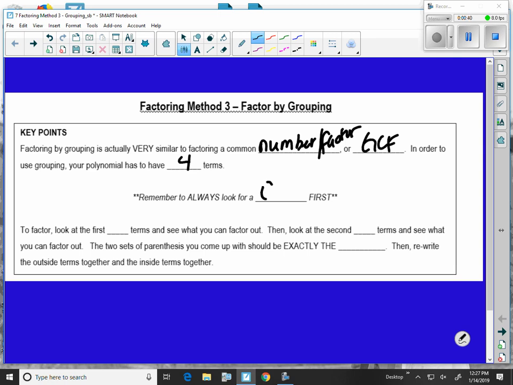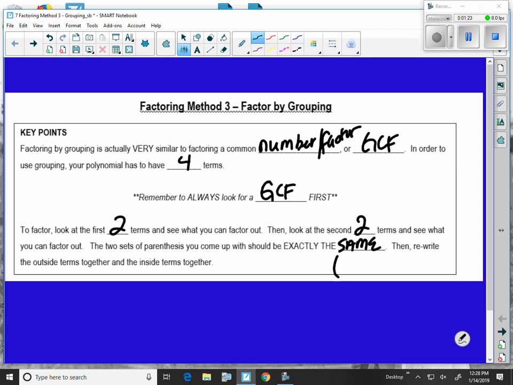When you're doing this, before you start the grouping process, you have to check for a GCF first. Okay, here's how it goes. If we have 4 terms, we're going to take the first 2 and group them, and then we're going to take the second 2 terms and group those. And we'll pull out a GCF from each group.